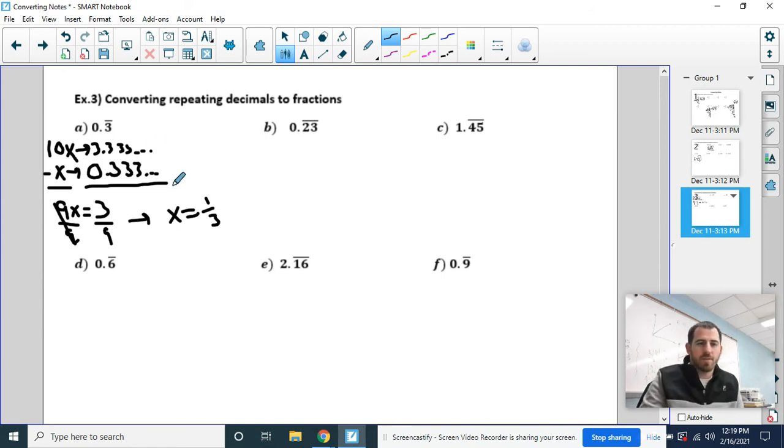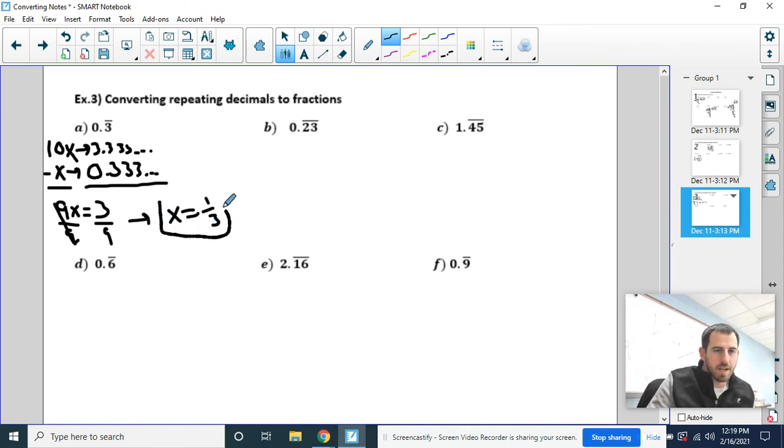There are shortcuts. First of all, a lot of us know that 0.3 repeating is 1/3. Now at some point we actually made people show this. I'm not too concerned with that for now. When we get to the more complicated ones, you kind of have to do that sometimes. But 0.3 repeating is 1/3. Most of us know that.